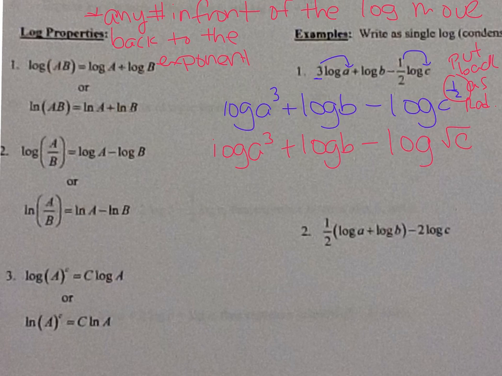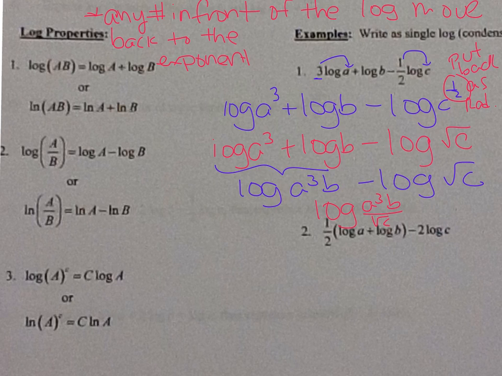All right, now once you take care of that, you can start putting things back together. Remember, a plus comes from them being multiplied. A minus comes from them being divided. So this here becomes log A to the 3rd B minus log the square root of C. Now these are going to go back together with the division. Lose the log. Every time you put things back together, you lose logs. So it's log A to the 3rd B over the square root of C. Okay, let's look at the next one, number 2. Just going to move everything up a little bit.